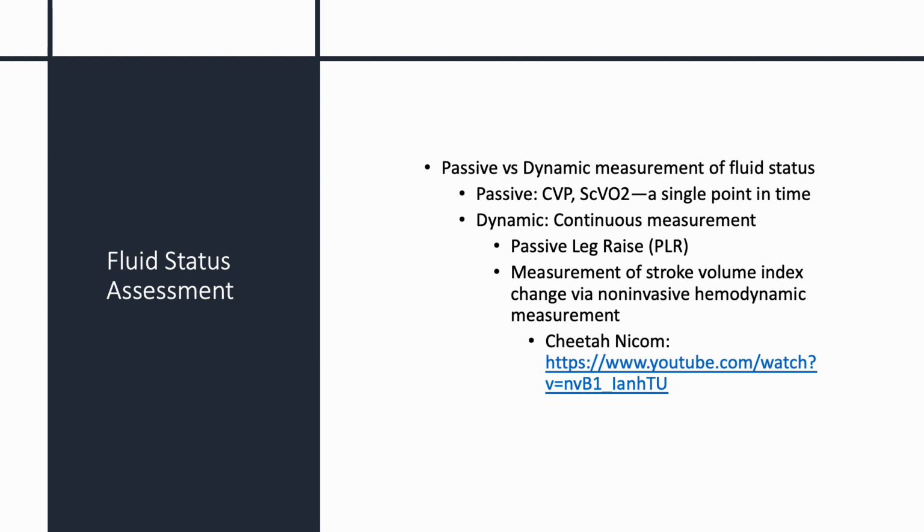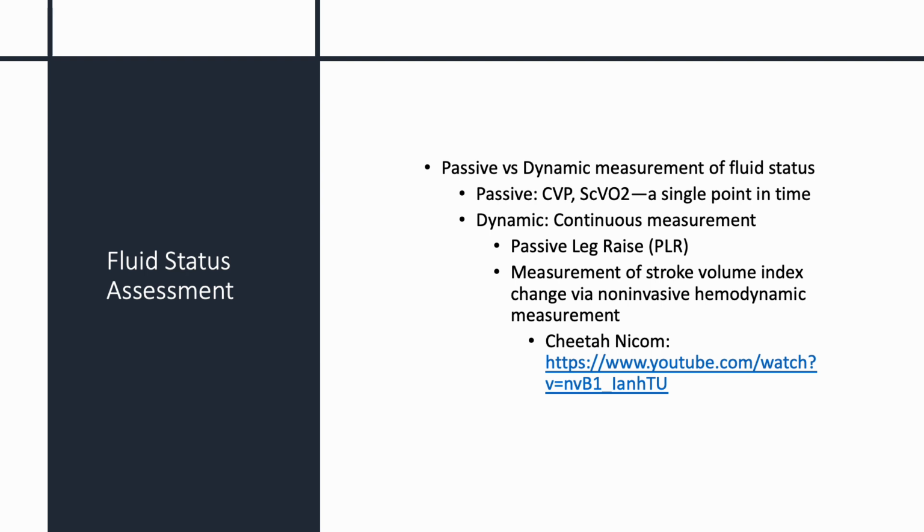Passive versus dynamic measurement differentiates between two methods used to evaluate a patient's fluid status in the context of shock. Passive measurements like CVP and ScvO2 are considered passive because they provide just a snapshot of fluid status at a single point in time. The dynamic measurement focuses on continuous or more comprehensive assessment methods. For example, passive leg raise, a maneuver that transiently increases venous return, simulating fluid administration. So the response can predict fluid responsiveness.